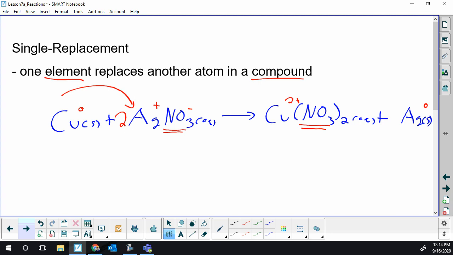If we look at copper, there's 1 copper and 1 copper. It lost some electrons, but we're just counting the atoms. There's 1 copper on the left and 1 copper on the right. If we double the silver here, we only have 1 here, so I have to double the silver. And now our single replacement is balanced. Our 4th reaction type, double replacement, we're going to do 2 switches.